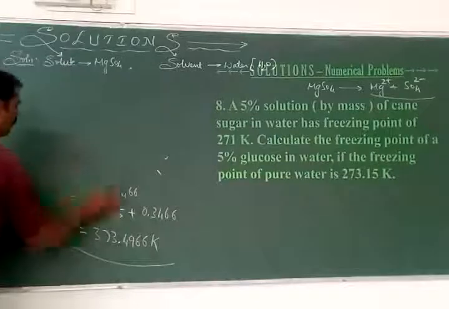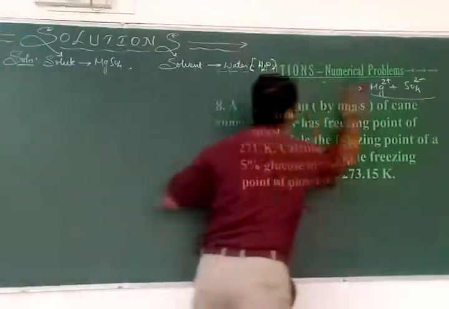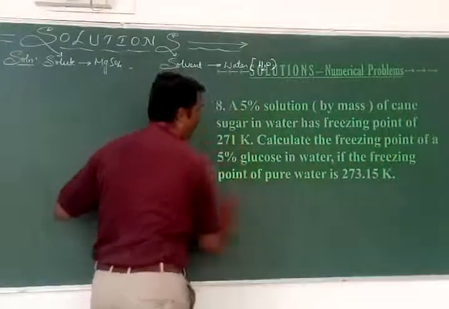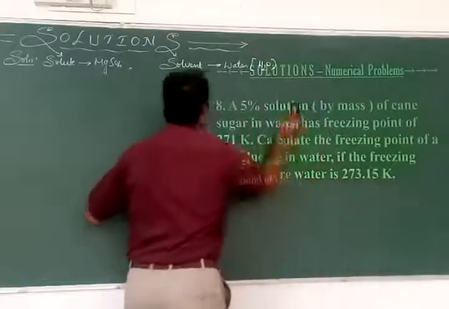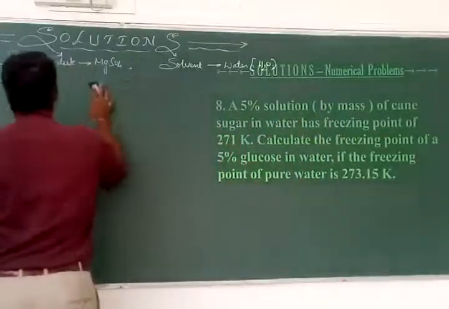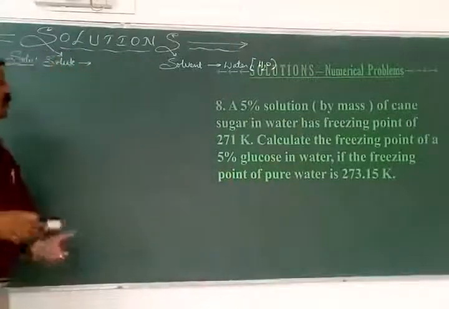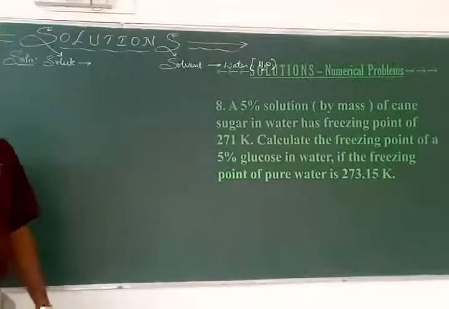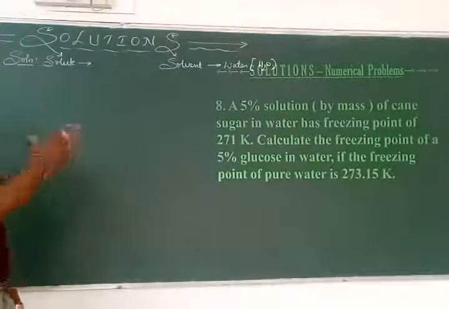Next we will move on to numerical number 8. A 5% solution by mass. What is the meaning of by mass? Mass percentage means it is mass of a solute in mass of the solution. Both are expressed in mass, that is why it is called by mass.